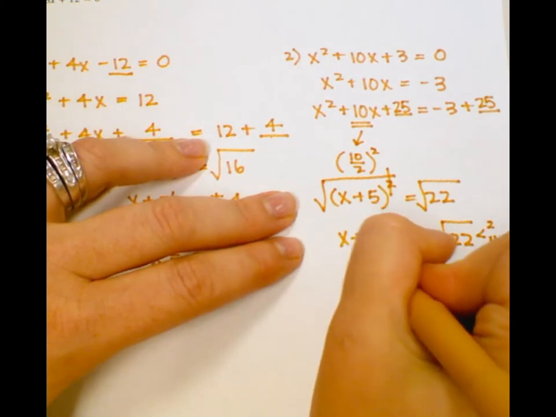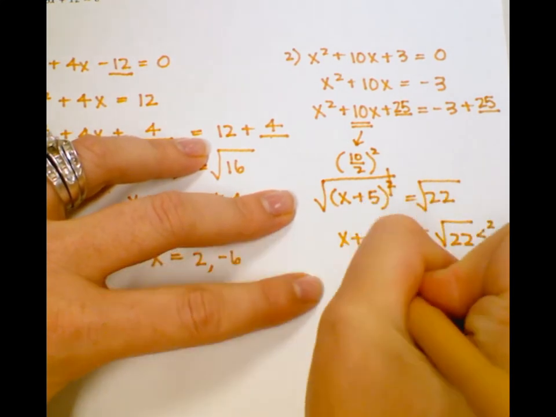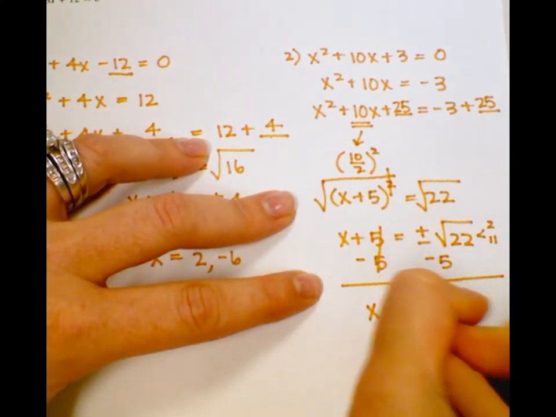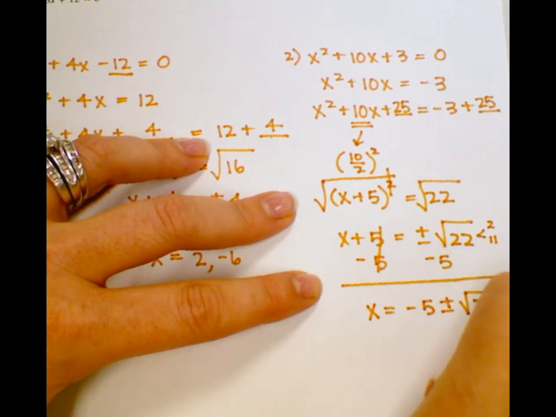So let's now subtract the 5 from both sides. Now you have the square root. So remember, when I have the square root, the whole number comes first. Negative 5 plus or minus the square root of 22.